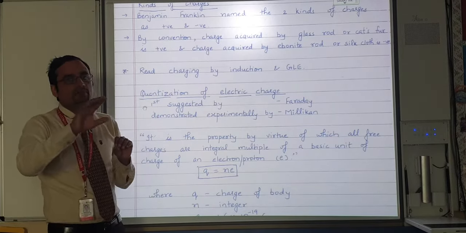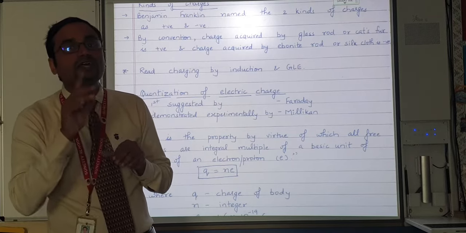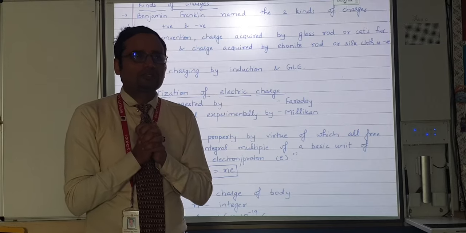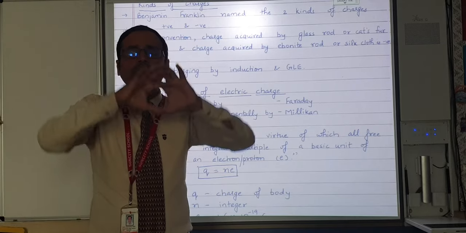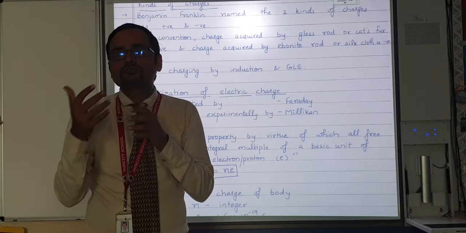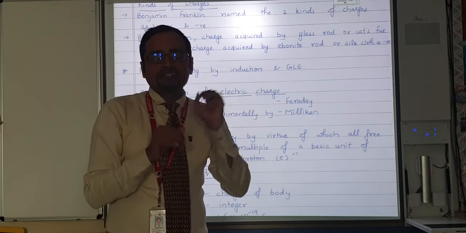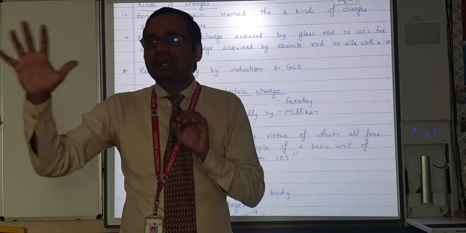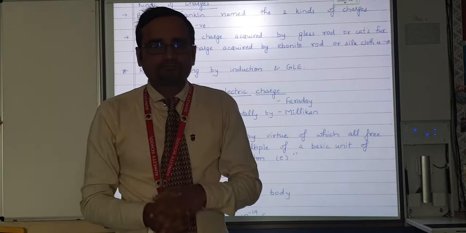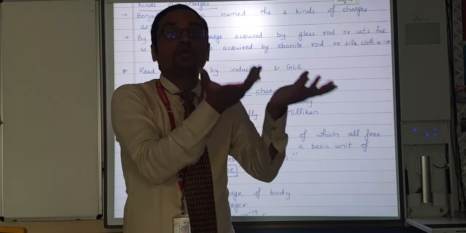Okay, this is our first topic according to the syllabus given: quantization of charge. Now, what do you mean by quantization of charge? It's about how the total charge is found. For example, if I have 10 electrons, my charge is 10e. If I have 20 electrons, it's 20e.